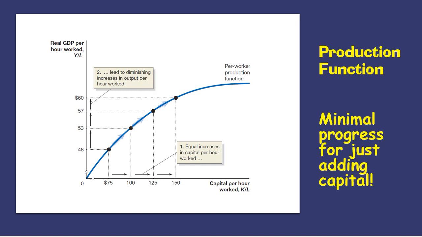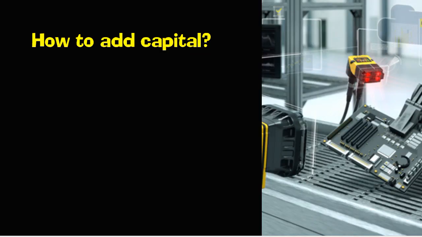Okay? When I first add capital, I get a lot of gains for that. The more capital I add, the less gains I get for that. Right? I need to either improve my technology or add more labor to go with the capital. All right? How do we add capital? Good question, huh? These are all good questions. You can't wait for the answer.